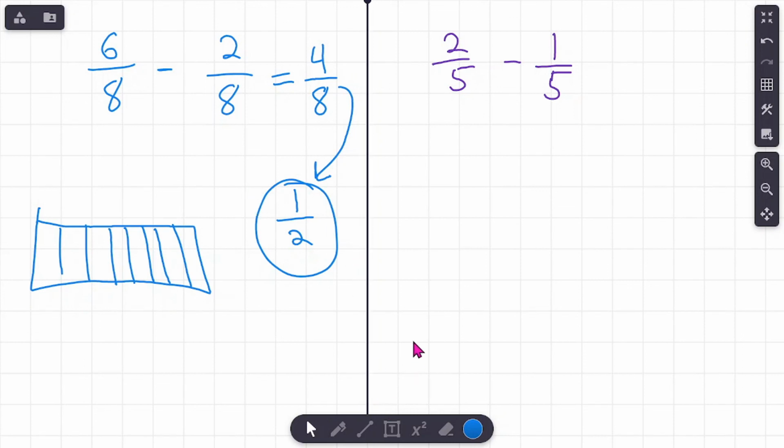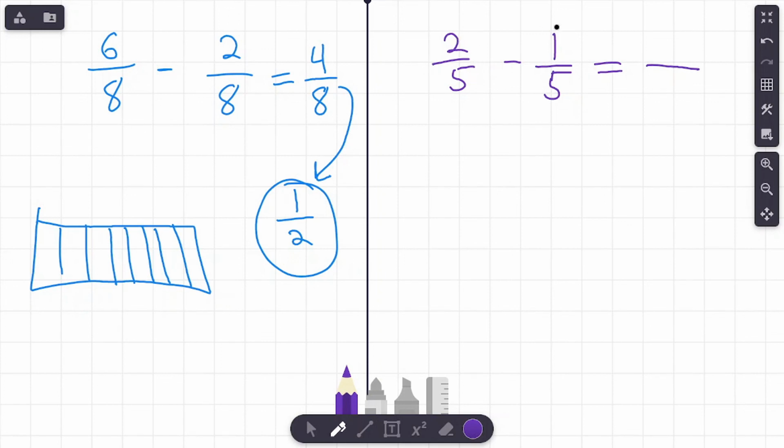All right, let's go to this next one. Right side over here, last problem I have. We've got 2/5 minus 1/5. First thing I'm looking at is the denominators. They are the same, so that is good news. That means that we can get to solving it. Taking a look, picture it in your head. What does this look like? 2/5 minus 1/5.